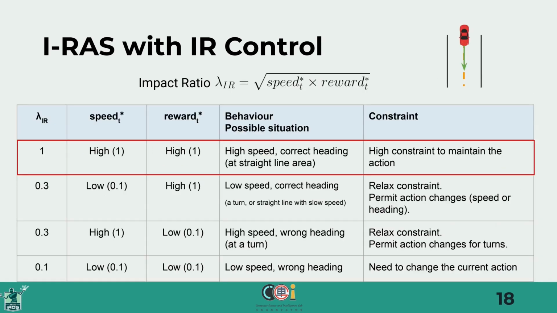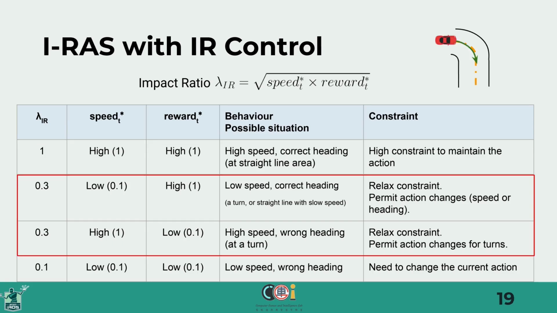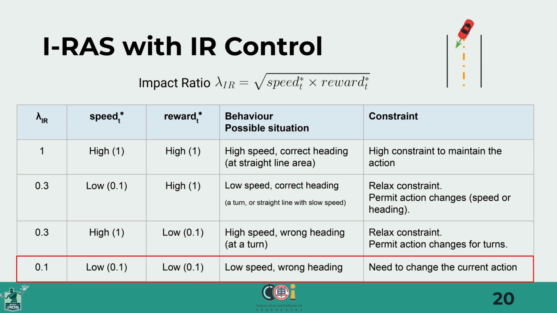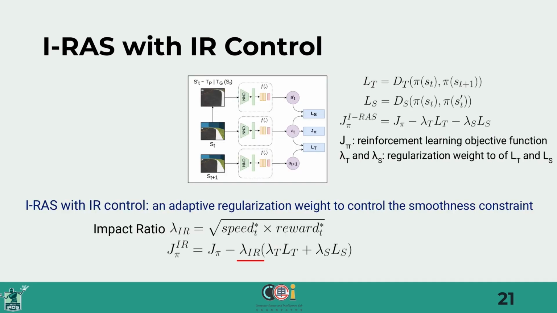This table is an example of impact ratio values and possible behaviors. When both speed and reward are high, it means the car is moving on track at high speed. In this case, we should maintain the current action. While if the speed is low but the reward is high, the car may have reduced the speed at a curve and has the correct heading to track the center line. In this case, we need to relax the constraint to allow the agent to change the steering to make a turn. And if both speed and reward are low, which means the car is moving at low speed and wrong heading, in this case, we need to change the current action. We then use the impact ratio to control the two regularization terms.